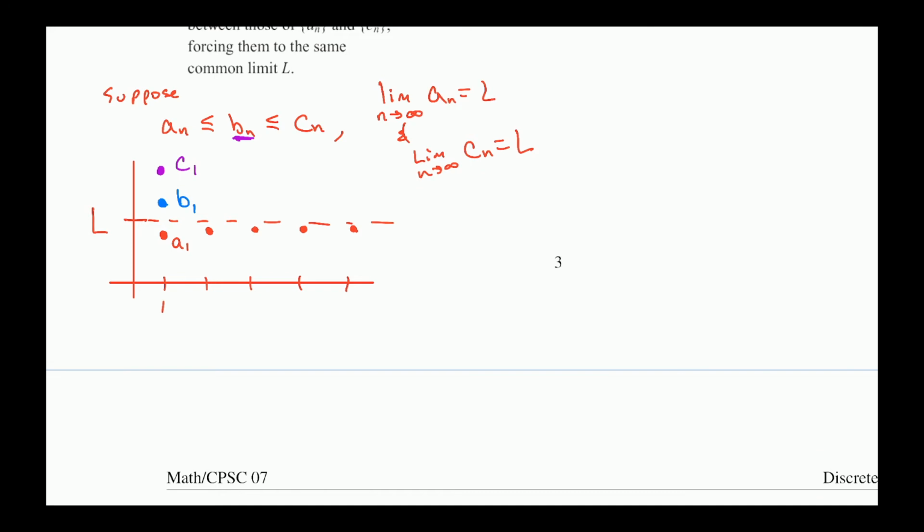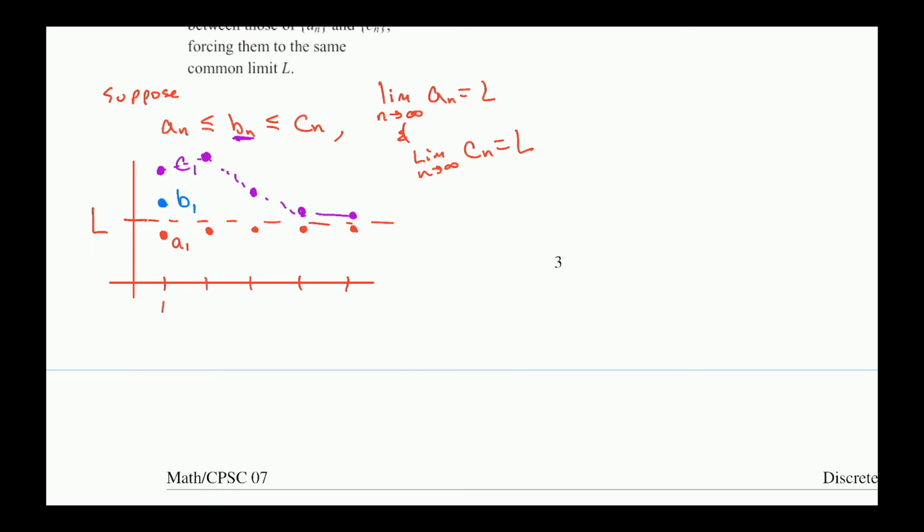And the big sequence, C, it also goes to L. So it doesn't have to go straight to L. Maybe it goes up and then it comes down. But eventually it has to go to L, like that. Maybe I'll even kind of just connect the dots here. Gets easier to see.